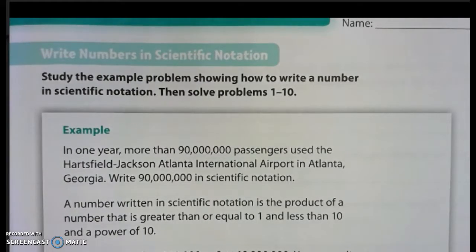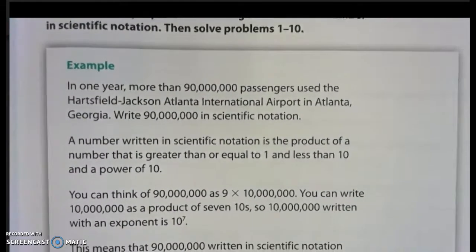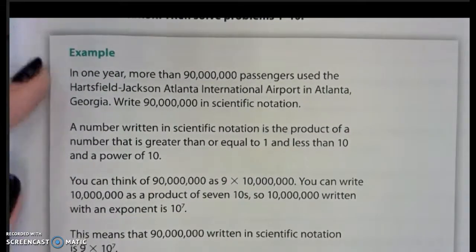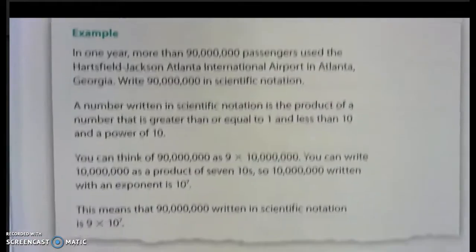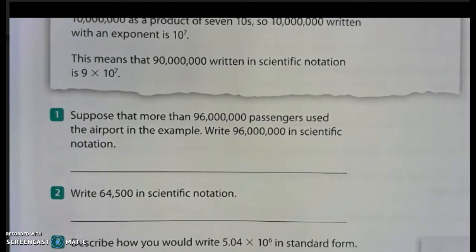Okay, in your practice book, page 33 and 34, this was the stuff that we did in class. Writing numbers in scientific notation. They're giving us an example, talking you through how to convert that. And then in number 1, it says, suppose that more than 96 million passengers use the airport in the example. Write 96 million in scientific notation.